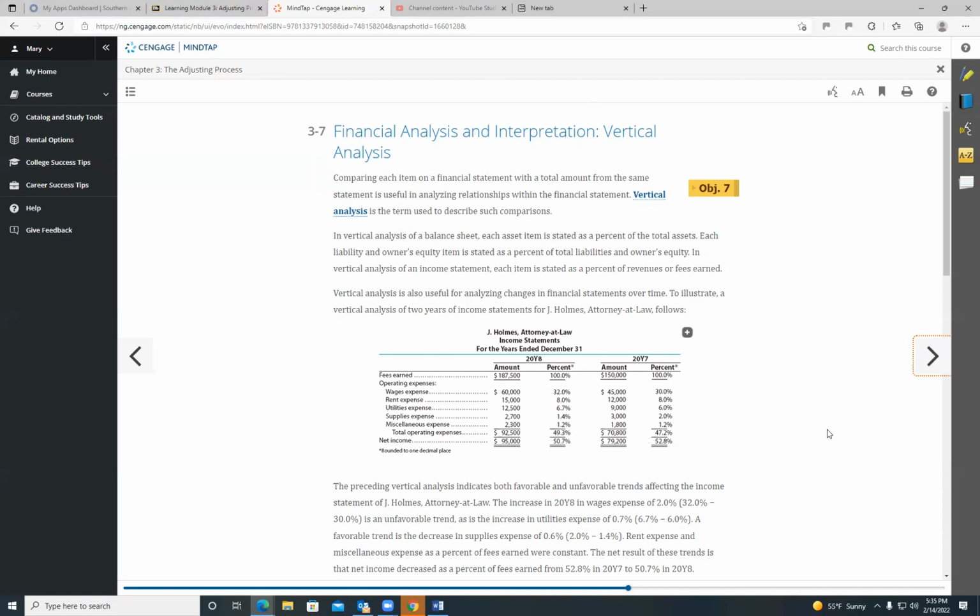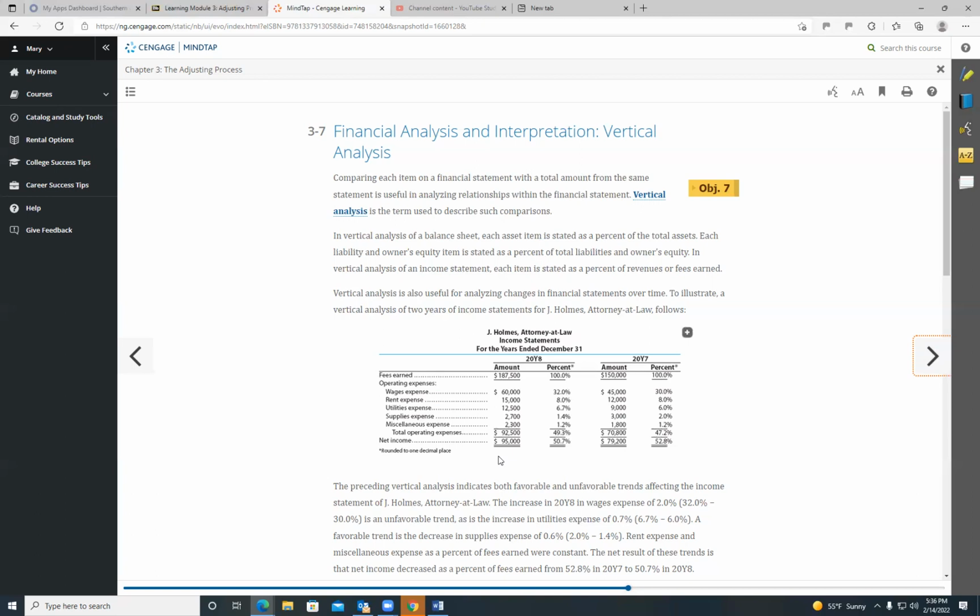So the vertical analysis is when comparing each item on a financial statement with a total amount from the same statement. Okay, so we're not comparing one year to the next. We're comparing totals within the same statement, and we're comparing them vertically. So in a vertical analysis of a balance sheet, each asset item is stated as a percentage of total assets. Each liability and owner equity item is stated as a percent of the total liability and owner equity.